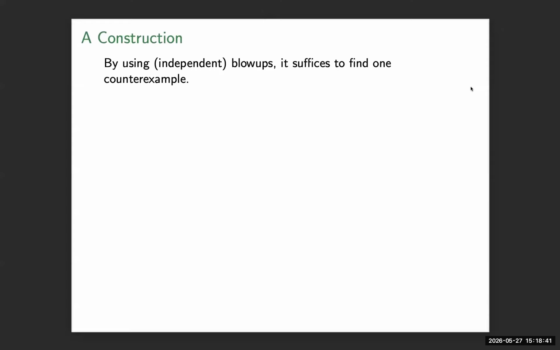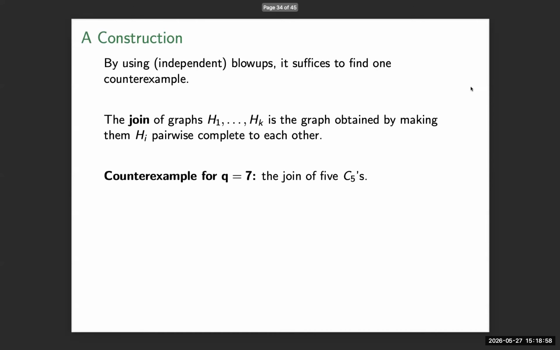I'll give a little bit of intuition about where our construction comes from. So first of all, by using independent blowups, it actually suffices to find just one counterexample, and then you can blow it up into infinitely many, infinitely large counterexamples. Recall that the join of graphs H_1 through H_k is the graph obtained by making each H_i pairwise complete to one another. So then a counterexample for Q equals 7 is just the join of 5 C_5s. It's a relatively simple graph.